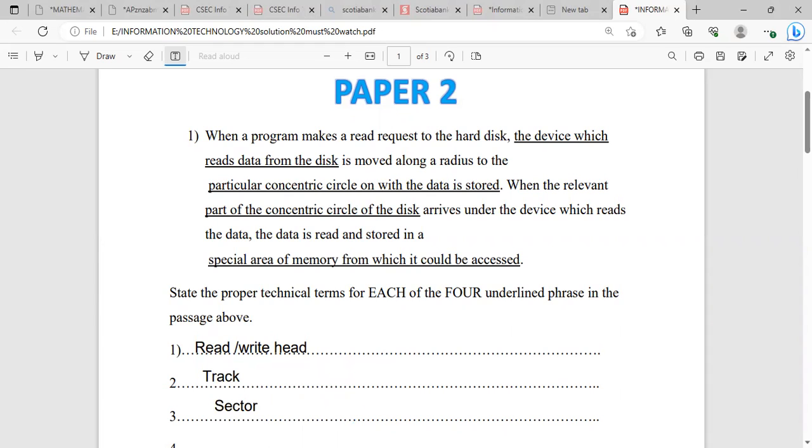And for the last one, it says, the data is read and stored in a special area of memory from which it could be accessed. And that would be the buffer.